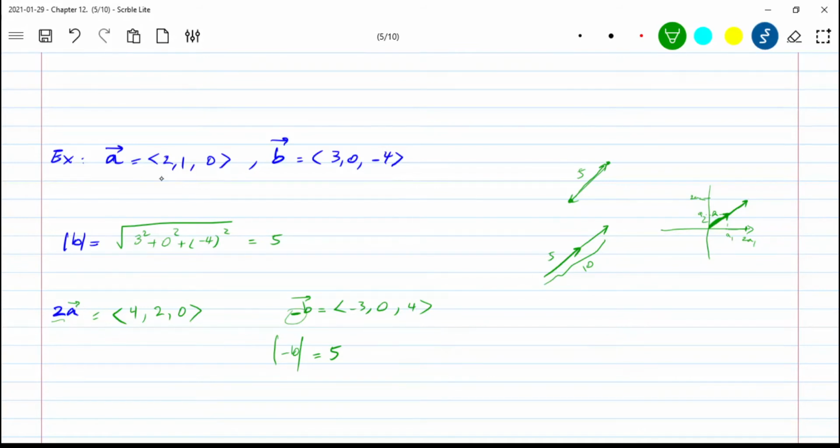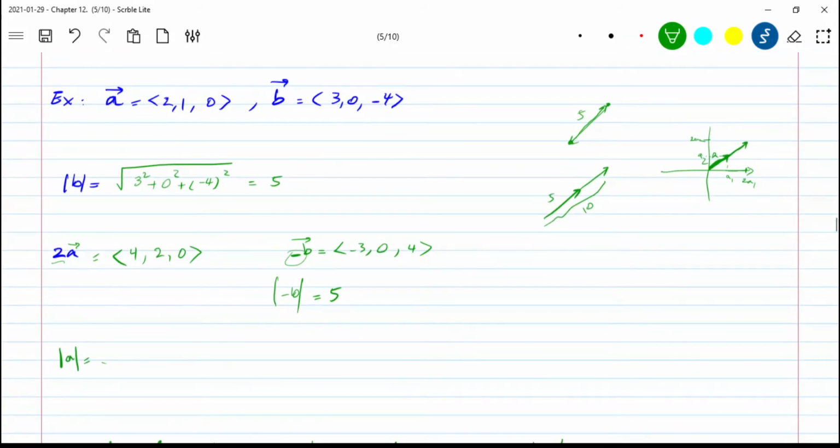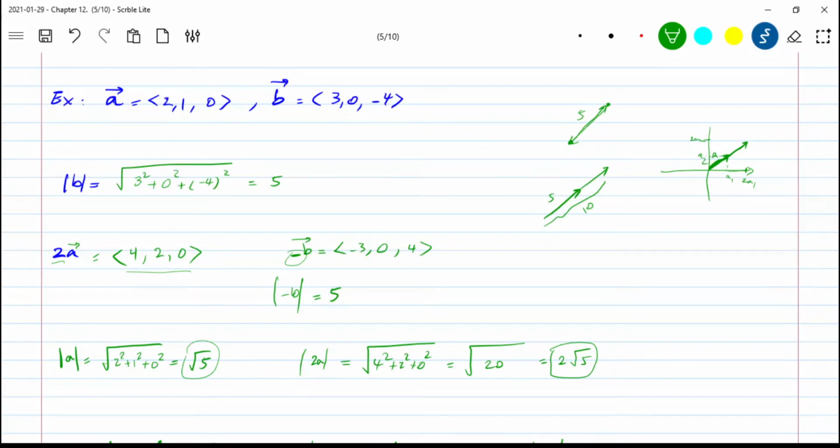If I had asked for the magnitude of a, it would be the square root of 2 squared plus 1 squared plus 0 squared, which would be the square root of 5. So what is the magnitude of 2a? If you calculate, you get 4 squared plus 2 squared plus 0 squared. If you simplify this, this is the square root of 16 plus 4, which is 20. You can write this as 2 square root of 5. What you notice is exactly that this is twice the norm of a.